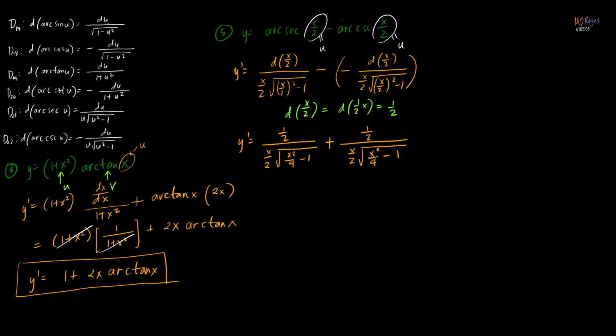Simplifying the radicand, y prime is 1/2 over x over 2 times the square root of, taking the LCD in the radicand, LCD is 4, so we get x squared minus 1, only x squared, not x to the 4th. Plus 1/2 over x over 2 times the square root of, we do the same thing, take the LCD in the radicand, 4, sorry, this is 4 already.